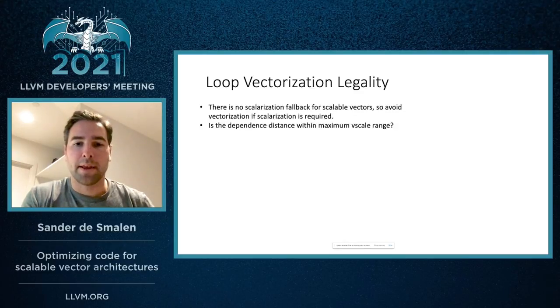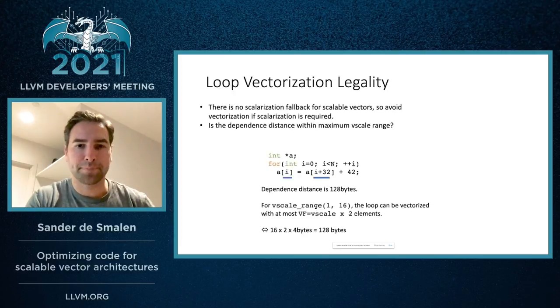Other examples are a loop with a call to sine or cosine, where the loop vectorizer checks whether there's a vector variant of that function available, which may not be available for scalable vectors. For fixed width vectors, it would fall back on scalarization, but we can't do that. We check that the cost model must return a valid instruction cost if the loop is considered legal to vectorize.